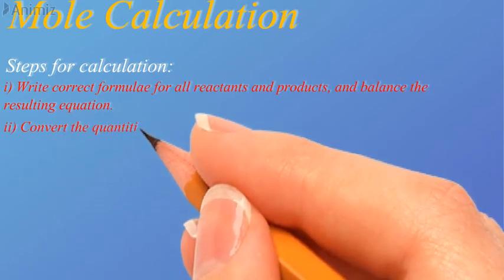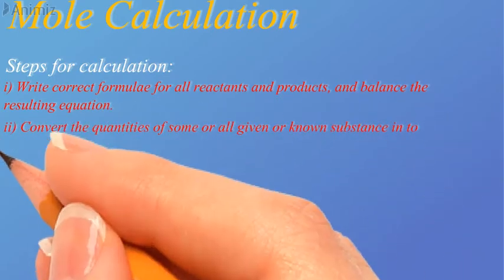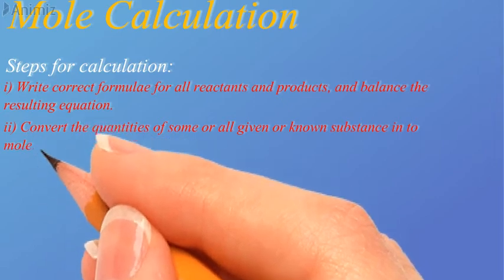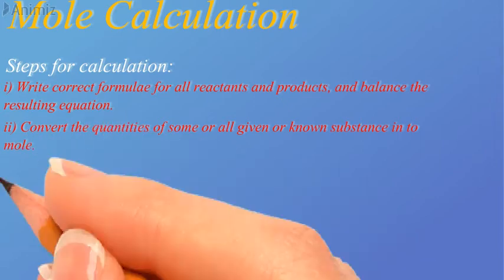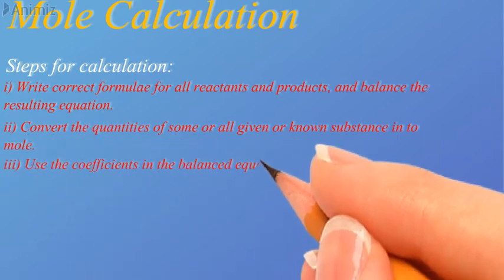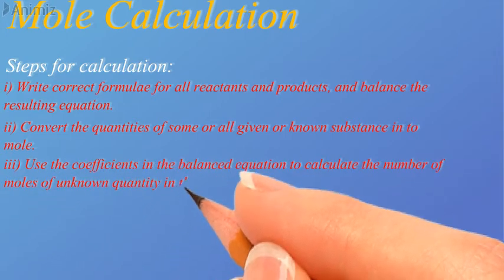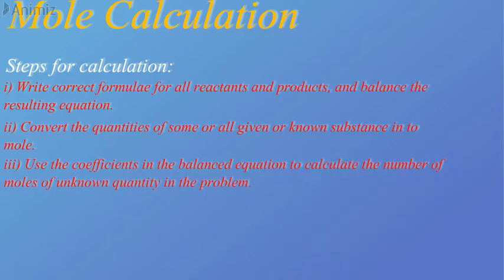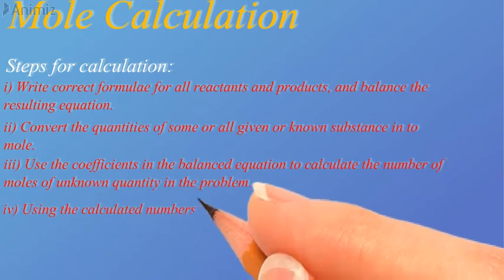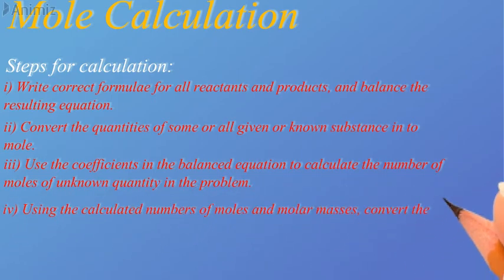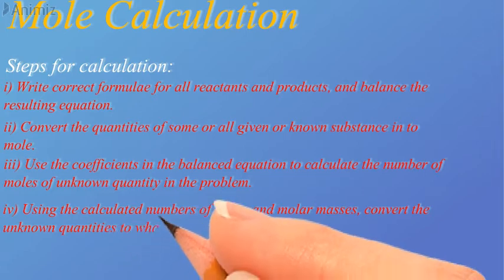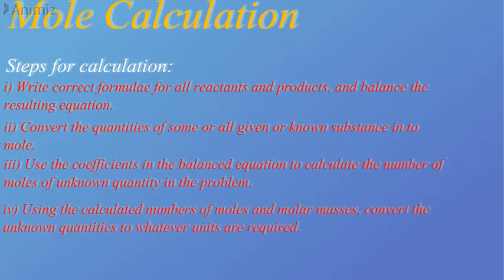Number 2. Convert the quantities of some or all given or known substances into moles. Number 3. Use the coefficients in the balanced equation to calculate the number of moles of unknown quantity in the problem. Number 4. Using the calculated numbers of moles and molar masses, convert the unknown quantities to whatever units are required. Number 5. Check that your solution is reasonable in physical terms.